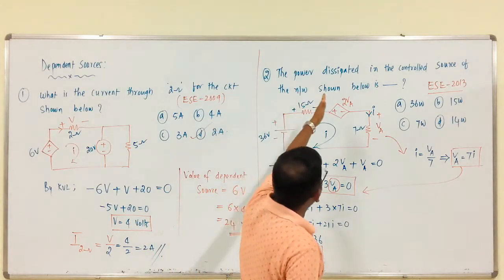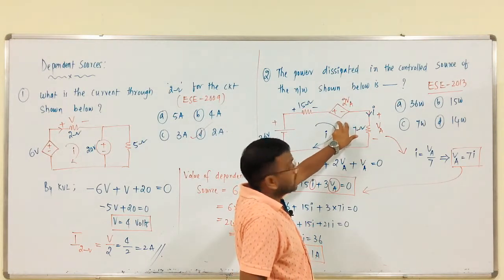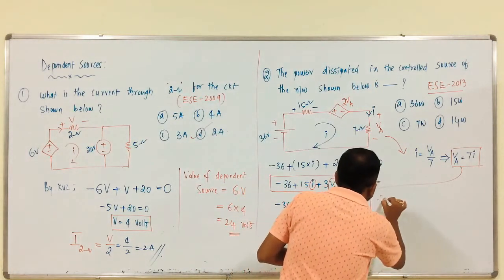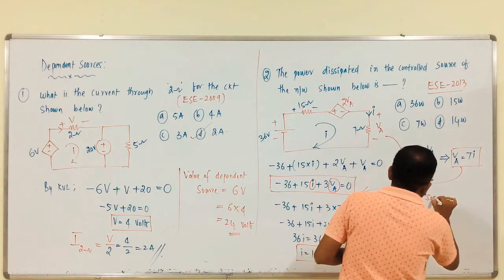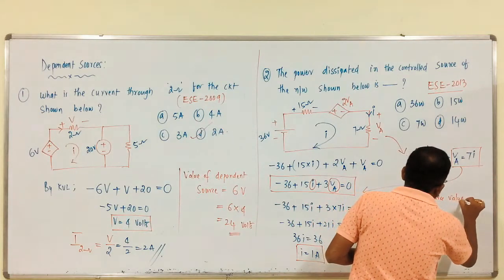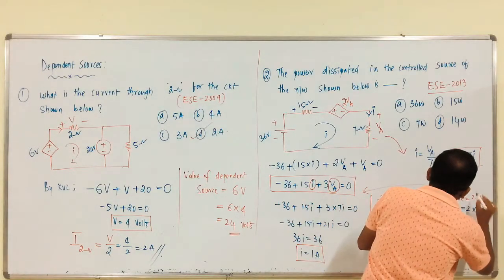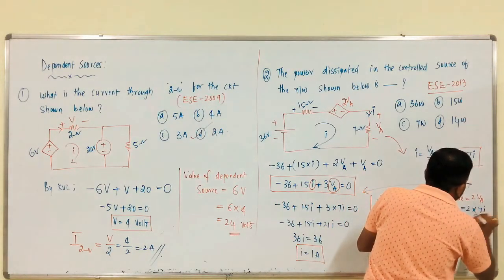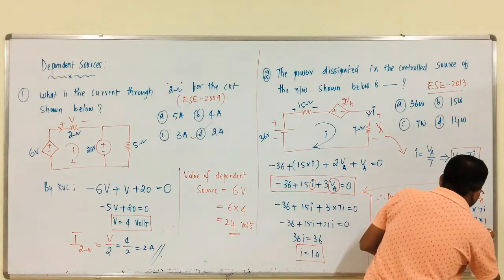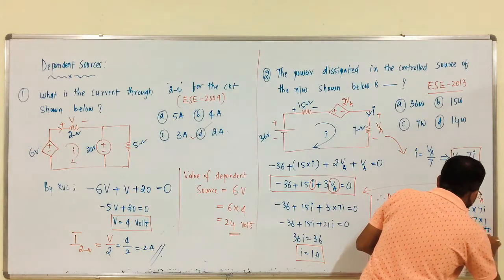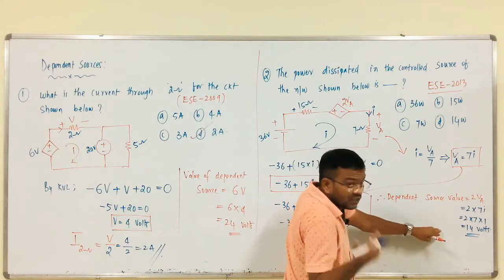Now we have to calculate the power dissipated in the control source. We have this voltage source value. Therefore, the dependent source value is 2 into VA, which is 2 into 7I, which is 2 into 7 into 1, which is equal to 14 volts. This is the dependent source value, that is 14 volts.